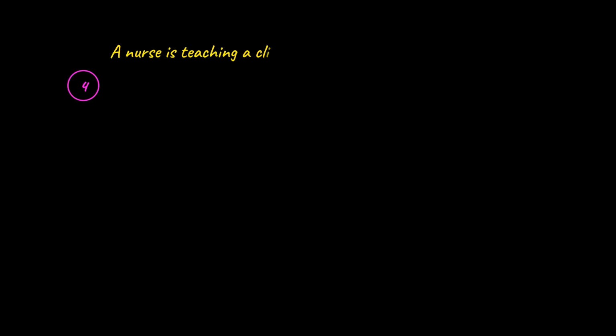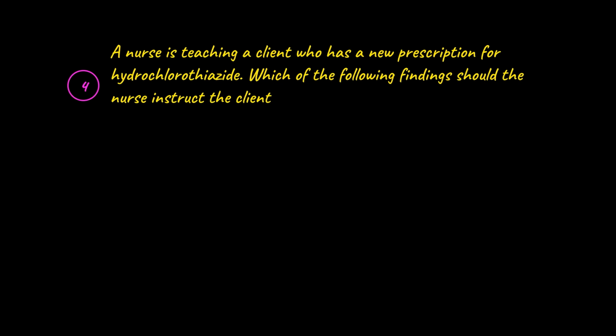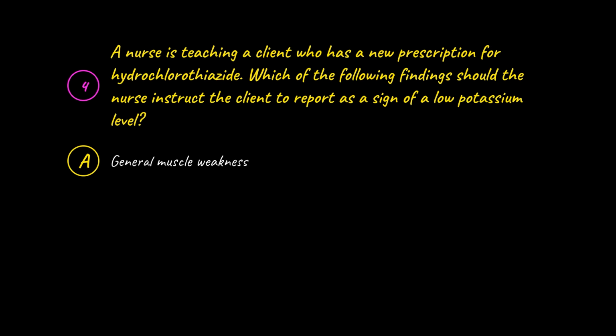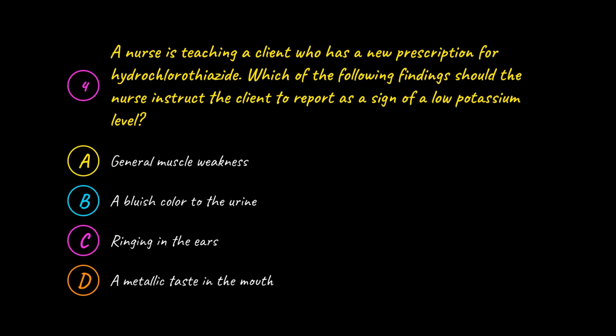Question 4. A nurse is teaching a client who has a new prescription for hydrochlorothiazide. Which of the following findings should the nurse instruct the client to report as a sign of a low potassium level? Your options are A. General muscle weakness, B. A bluish color to the urine, C. Ringing in the ears, D. A metallic taste in the mouth. What's your answer? Commit to one before I continue.